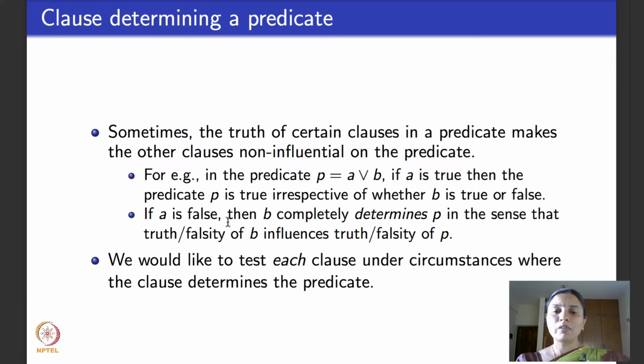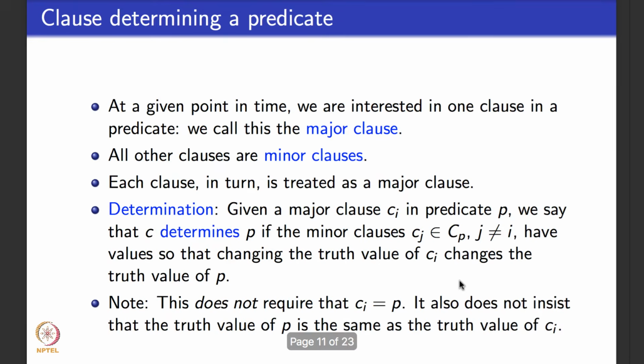So if A is false, then we say that the clause B completely determines P, in the sense that the truth or falsity of B influences the truth or falsity of the predicate P, right? So this is the kind of combination that we would like to test. We would like to test each clause under circumstances where that clause determines a predicate. So how do we do it?